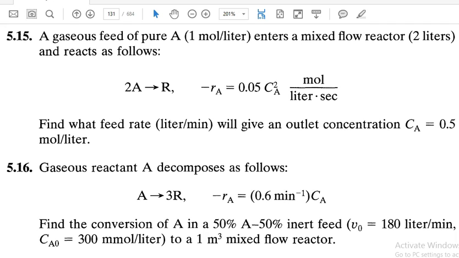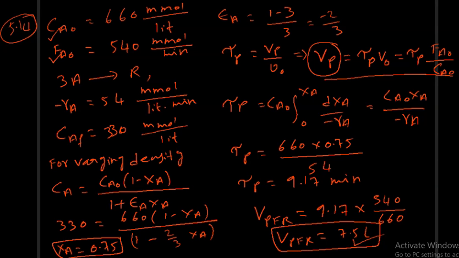Problem 5.15. A gaseous feed of pure A enters a mixed flow reactor. Here the reactor is given as a mixed flow reactor, with a volume of 2 liters, and reacts as follows. 2A gives rise to R is my stoichiometric equation. The rate equation, minus Ra is equal to 0.05 Ca square. Find what feed rate will give an outlet concentration Ca equal to 0.5 mole per liter. So the type of reactor given here is a mixed flow reactor.